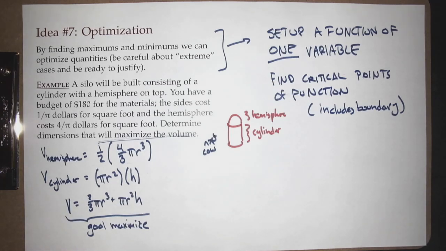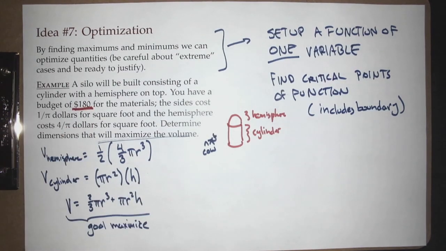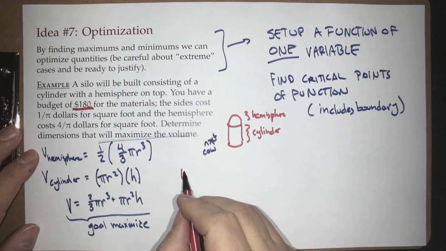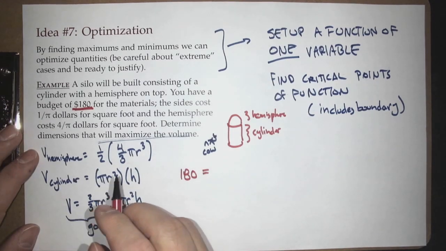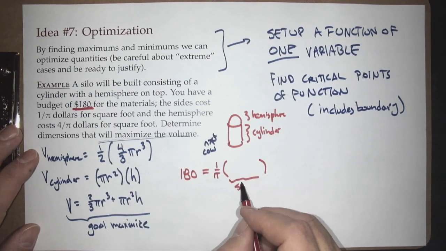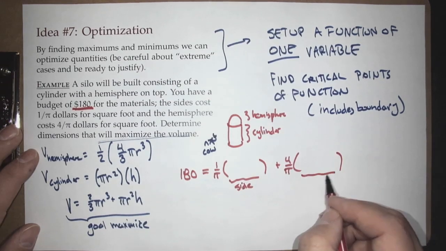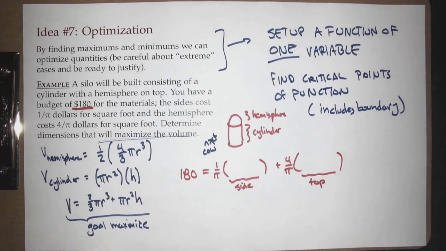Well, what's constraining us? Cost. We have a budget. $180. Okay, so we have to think about what are the costs. So we have 180, that's our budget, equals we have 1 over pi, then we have to do our side, and then we have 4 over pi, and that's for the top. Okay, so which one do you want to do first? Side. All right, seems reasonable.